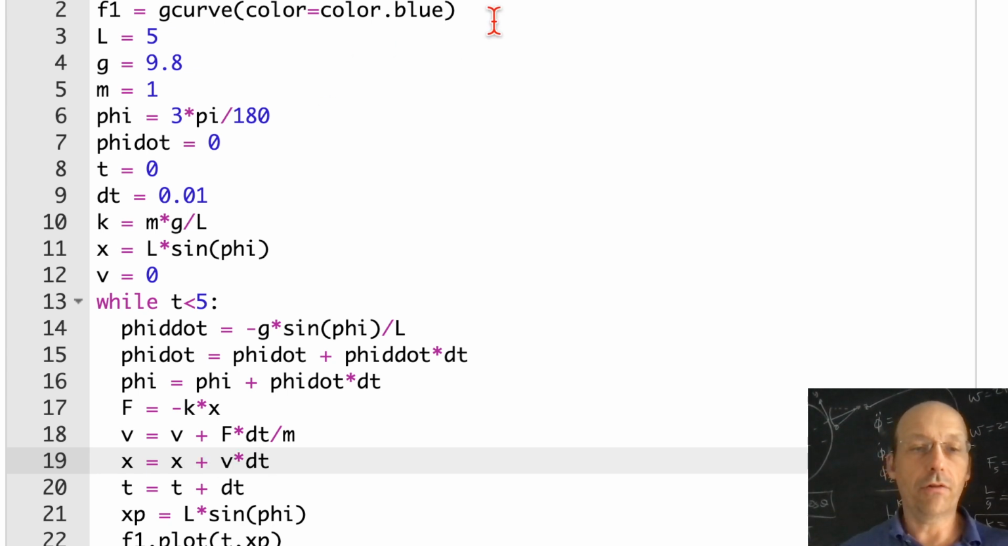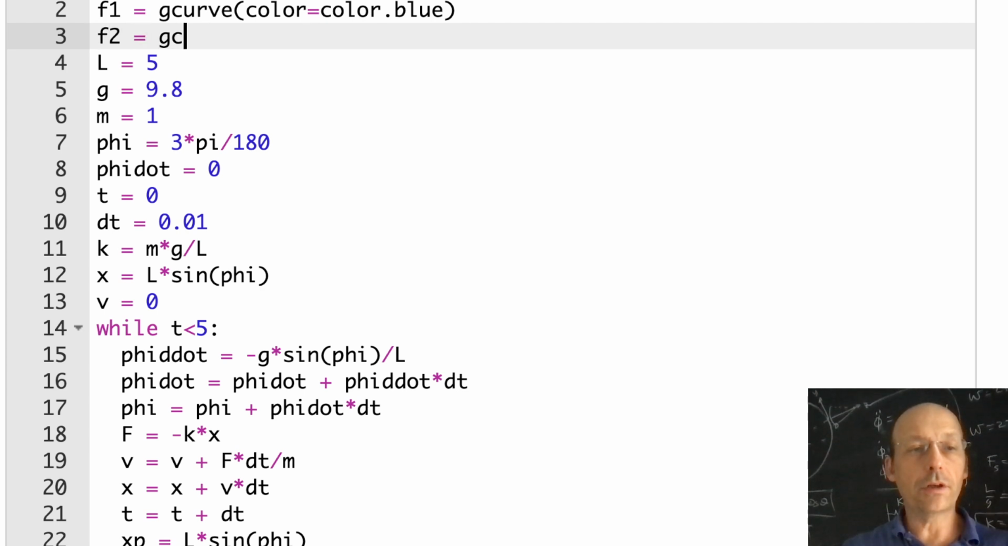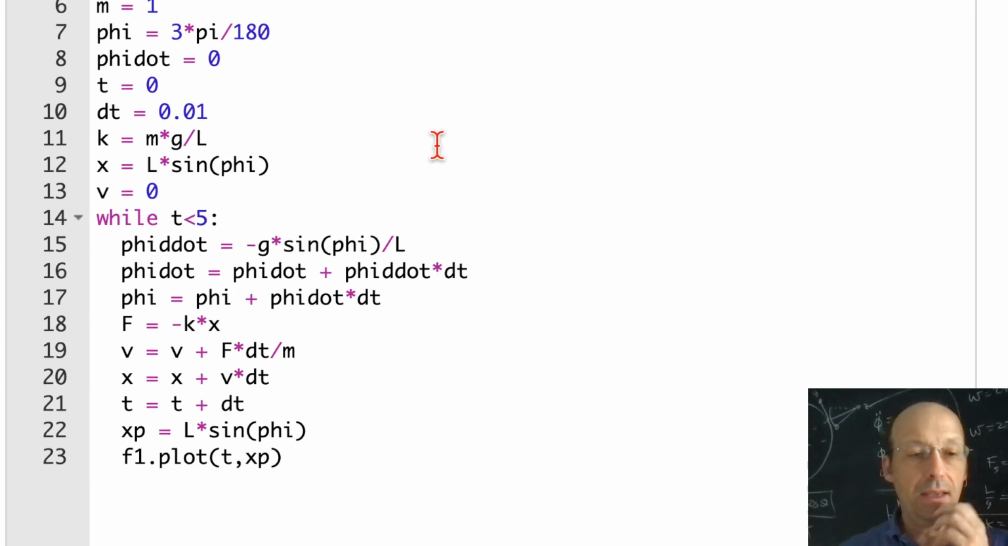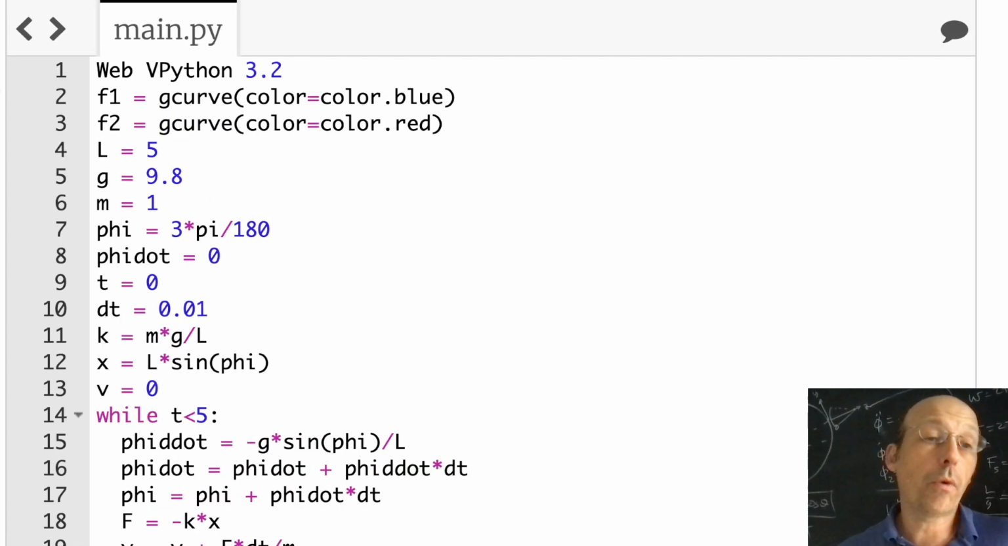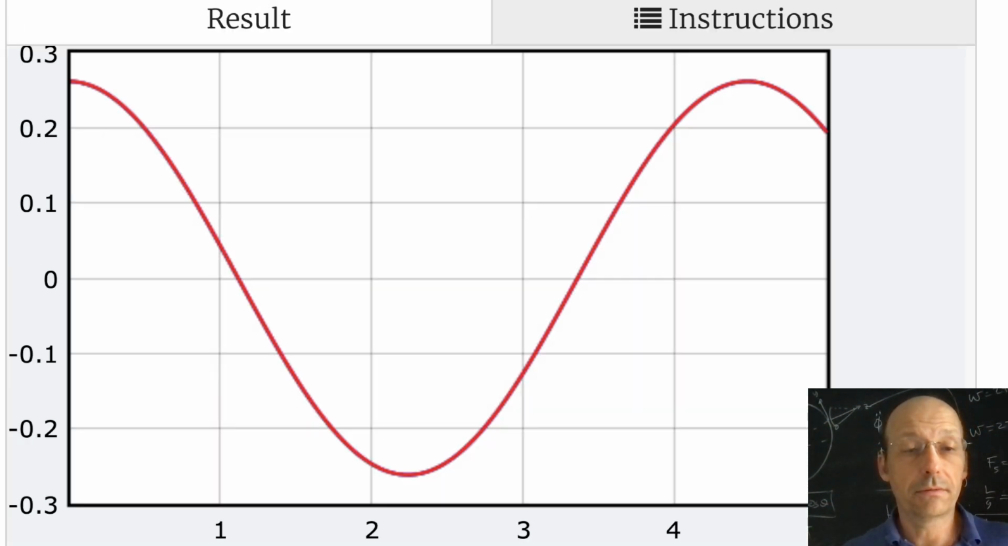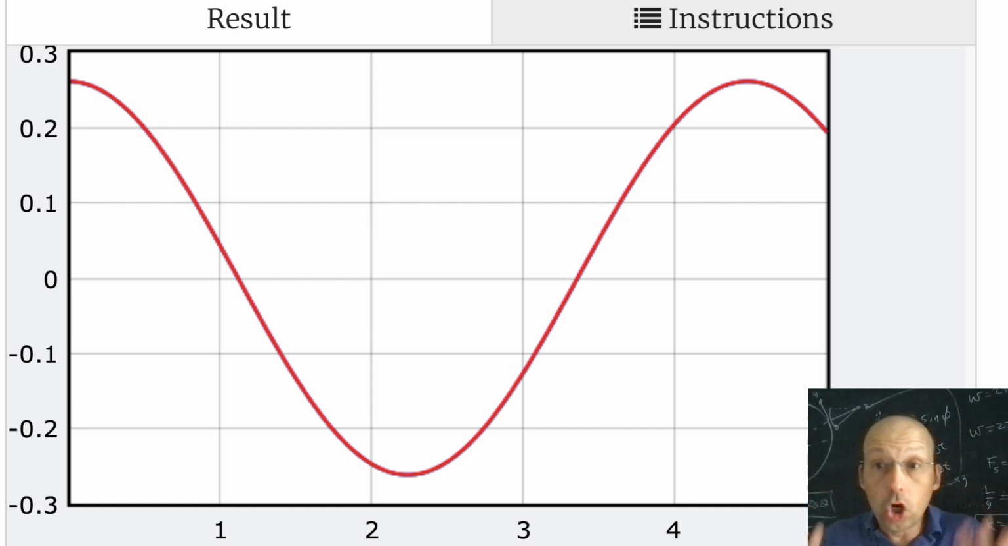And then up here, I need a new graph. F2 equals gcurve. Color equals color.red. And then I can plot that. F2.plot t and x. So what I want to see is these are the same motions. And they're right on top of each other. So good on that. Okay, I'm going to delete all that stuff.